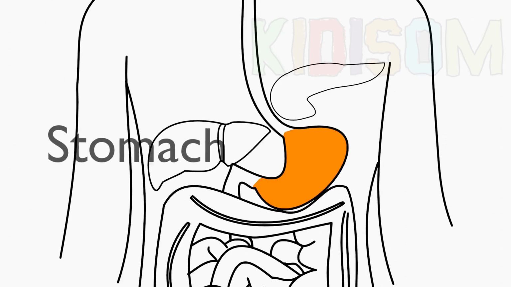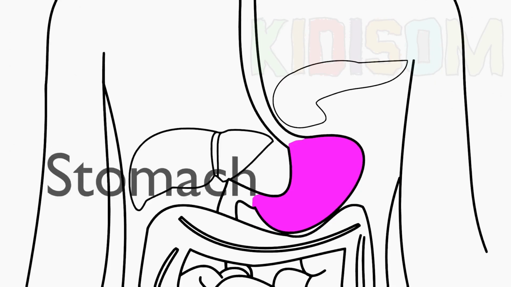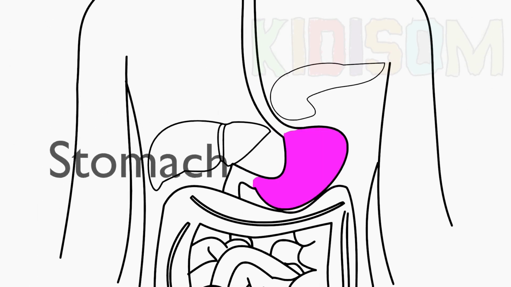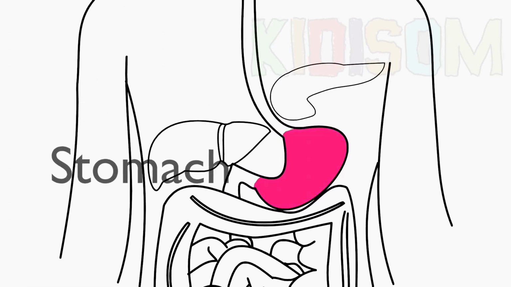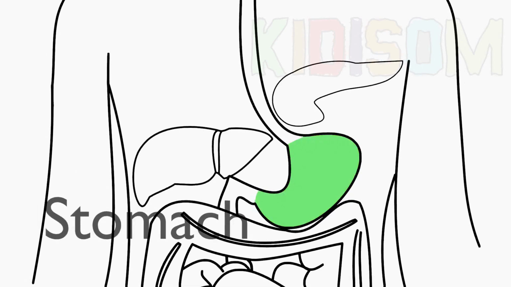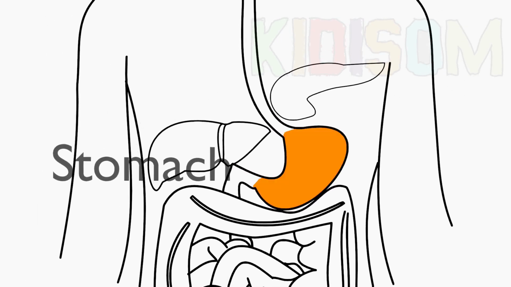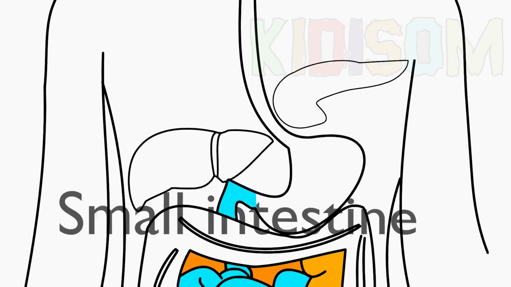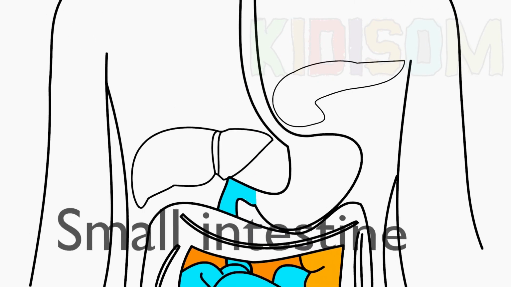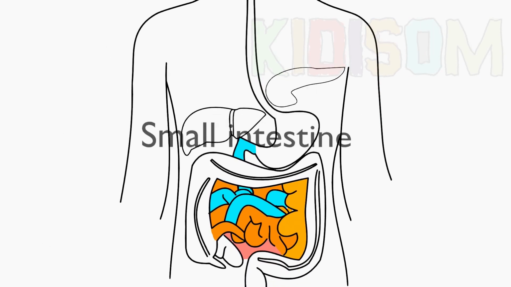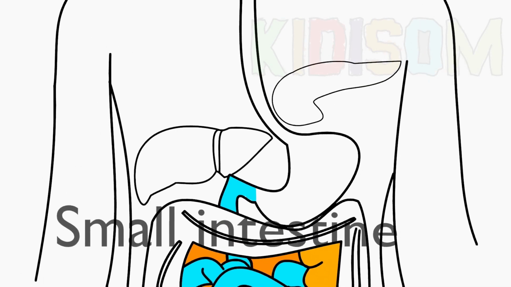After your food gets into the stomach: the stomach is a J-shaped organ that stores food temporarily and continues the digestive process. Stomach acid and enzymes help break down food into a semi-liquid mixture called chyme. The small intestine is where most of the digestion and nutrient absorption happens. It's divided into three parts: the duodenum, the jejunum, and the ileum.